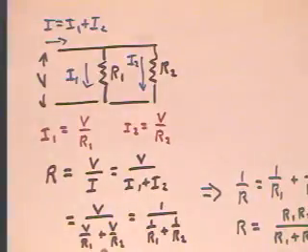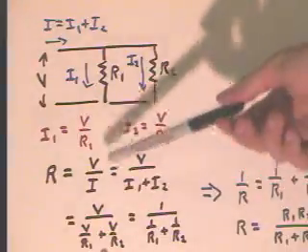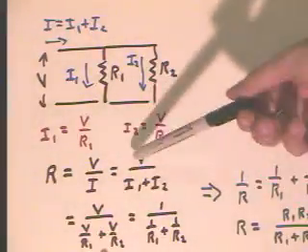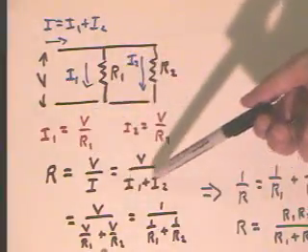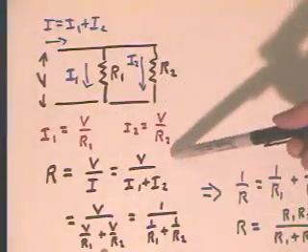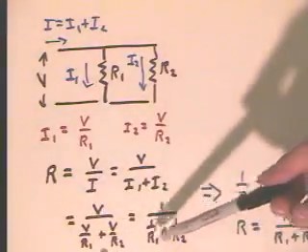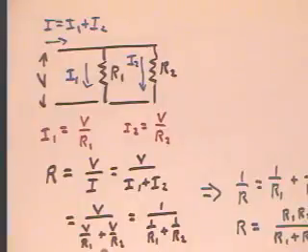The equivalent resistance is going to be V over the total current. Now, what's the total current? Well, it's just I1 plus I2. And when we add the currents up down here, we see that the resistance is V over I1 plus I2. Substituting V over R1 and V over R2 for I1 and I2, we get this equation. We can divide by the voltage and we get this.